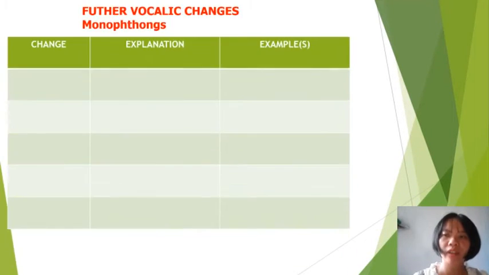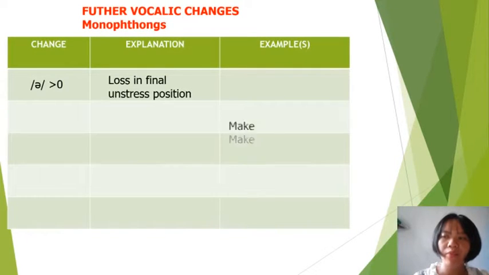Hello, and now I will talk about the further vocalic changes, which were presented by Professor Julian Han. The following are major changes that took place in the system of monophthongs. Let's look at the first one. That is the loss of the schwa in final unstressed position. For example, marker became mark, or smoother became smooth.